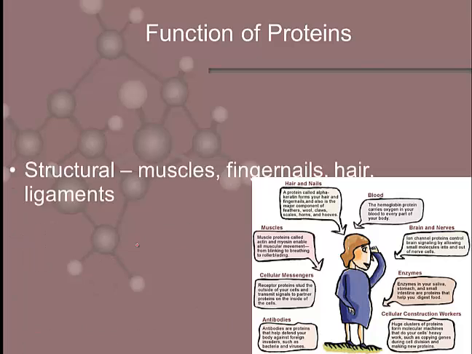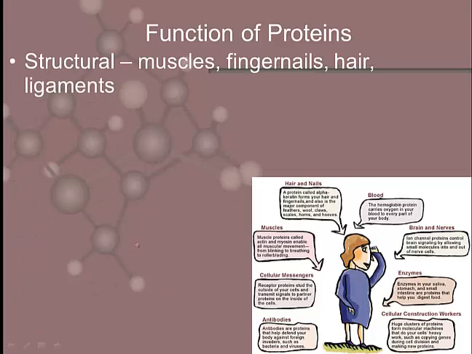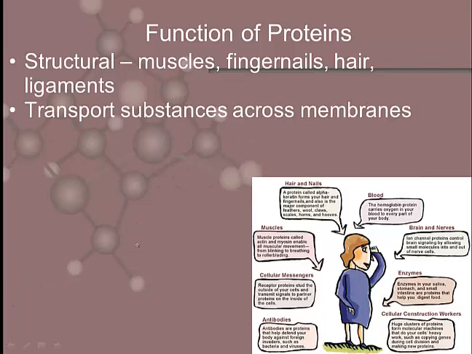All right, proteins are our next category. Proteins have various functions in the body. Structurally, they make up your muscles, fingernails, hair, ligaments. All these different parts of your body are actually made of different kinds of proteins. Proteins are also used for transporting substances into and out of cells. They will help to fight diseases.